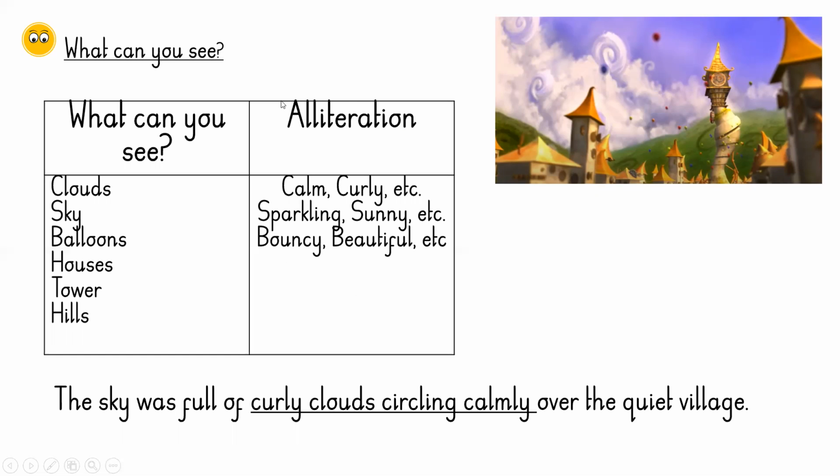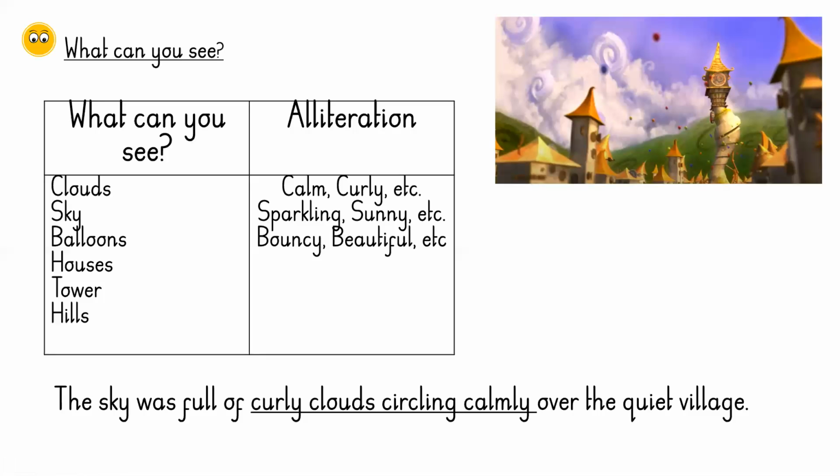And because our focus for this sentence is alliteration, once you've thought about what can you see, you can try and come up with some words that use alliteration, so that start with the same letter. So for my clouds, I could describe them as calm or curly. Okay, for my sky, it could be sparkling and sunny. For my balloons, they can be bouncy and beautiful. Okay, you will notice for my alliteration, I've only focused on adjectives. Okay, but you can use alliteration for any types of words.